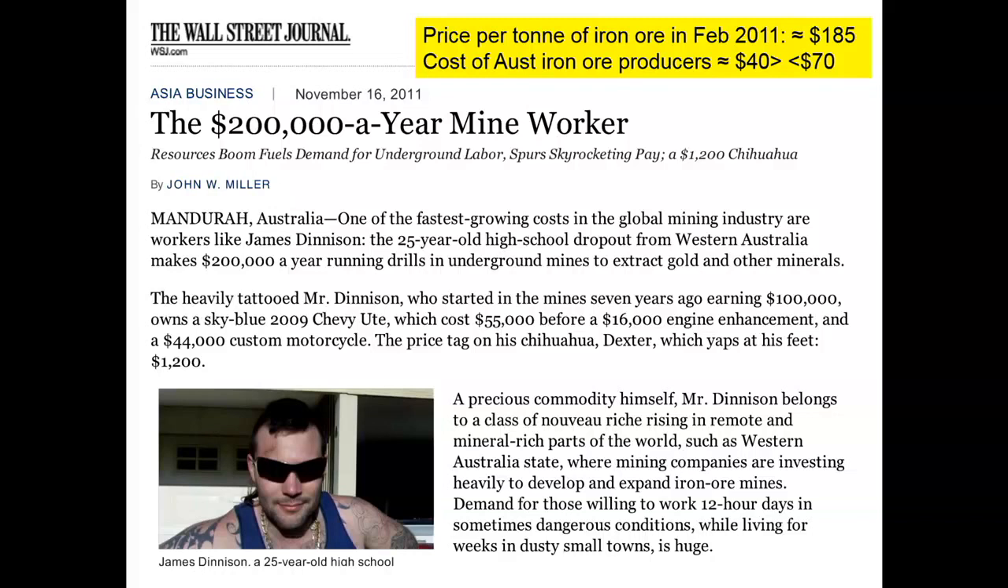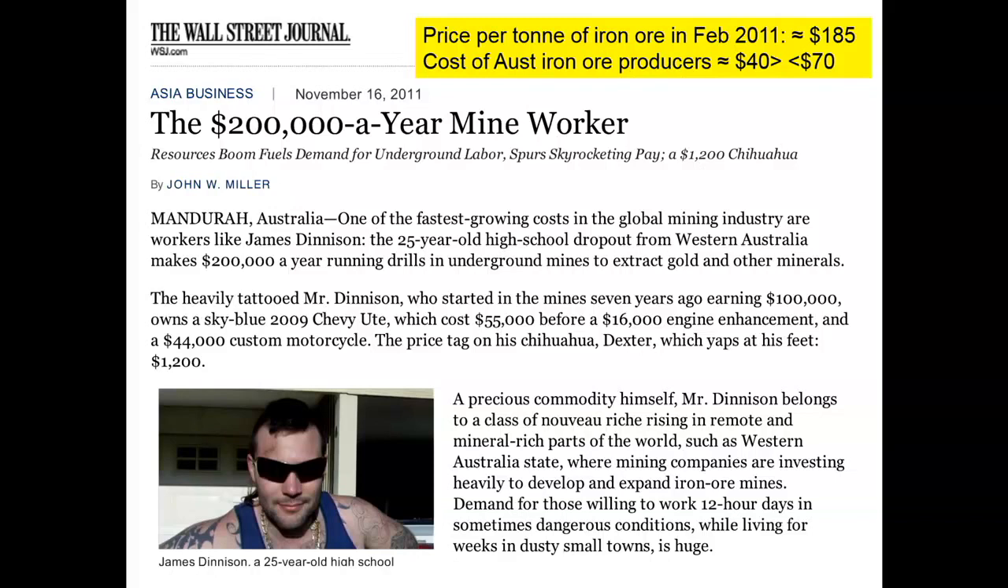So you end up paying $200,000 for a mine worker who's dropped out of high school. Is that irrational? He mightn't be very productive, but you know what? As long as it gets anything out of the ground, you're making this kind of a profit margin. And you know that this is going to last long because other people are seeing these prices and they're going to come up. So that's the market working.